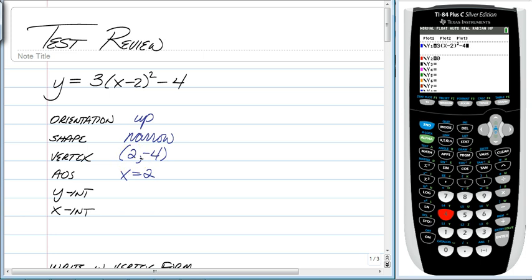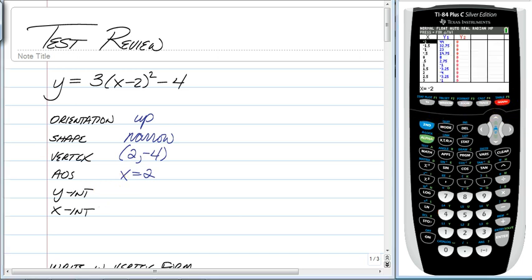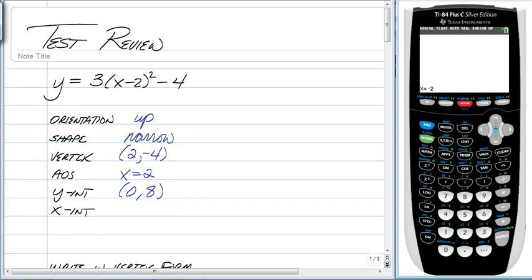The next two parts we're going to use our calculator for. I already have it typed in. To find the y-intercept, we're just going to press second graph, and we look at 0 is at 8. So our y-intercept is at (0, 8). And the last part is our x-intercept. So we're going to need to graph this. Zoom 6 will take you back to a standard window in case you've been messing with it.